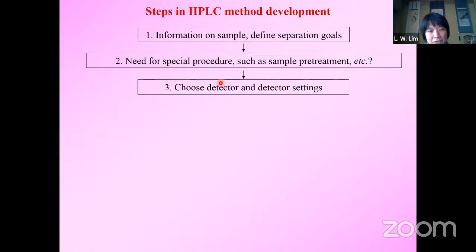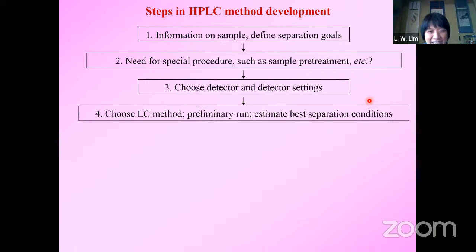The detector will depend on your sample. If your sample has a chromophore, it's very easy, just use UV. But if your sample does not have a chromophore, then you have to see whether it is an ion sample or not an ion sample. Then you can determine what kind of detector you want to use. Then after that, only then do we choose the column.